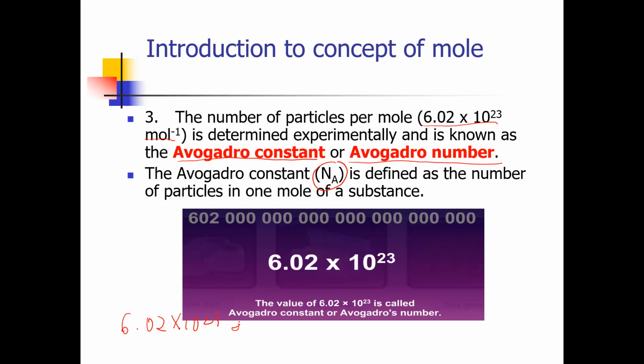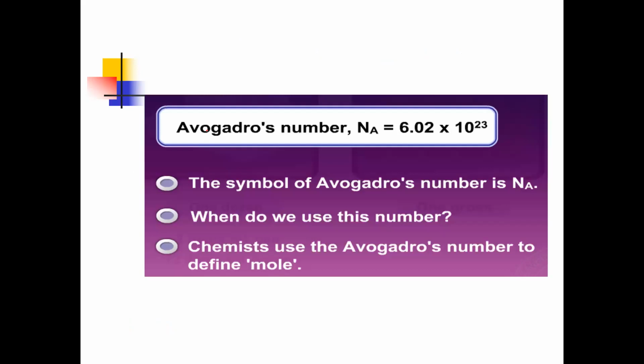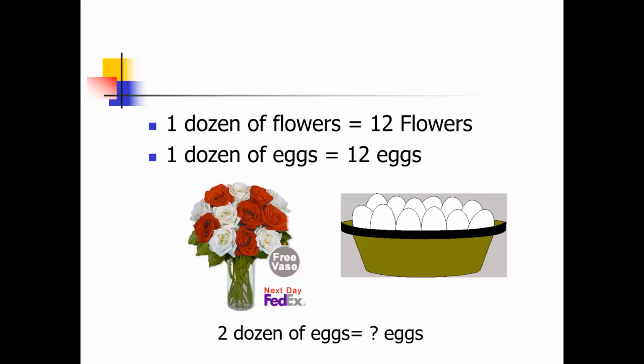Where did you get the number 6.02 times 10 to the power of 23? It was determined experimentally. Don't ask me how and why. Actually I know, but to tell you now is wasting time. Later on you will learn. So where do we use this Avogadro number? We want to define mole, so we use the Avogadro number or constant.